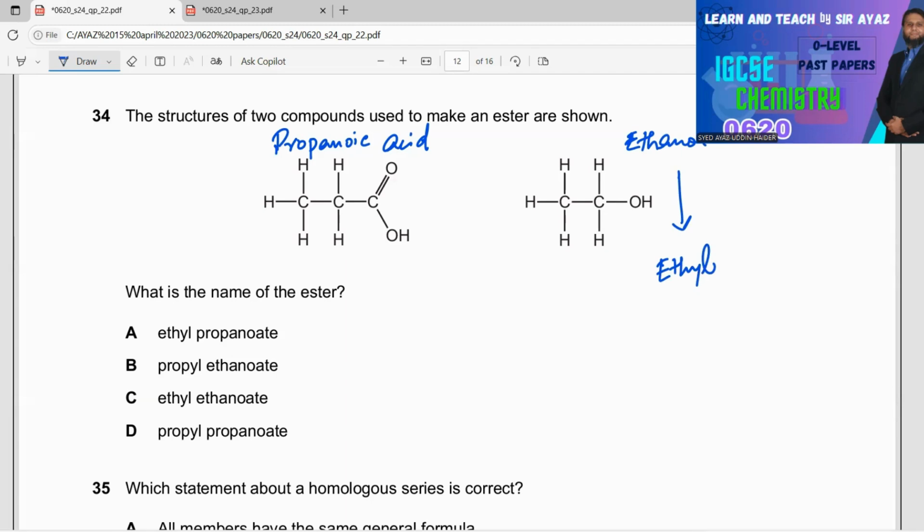And the alkanoate must be coming from the carboxylic acid. In this case, it's a propanoic acid. So you will be getting propanoate. So the ester must be ethyl propanoate. A is the right answer in this case.